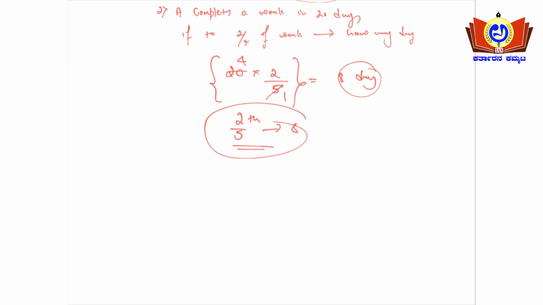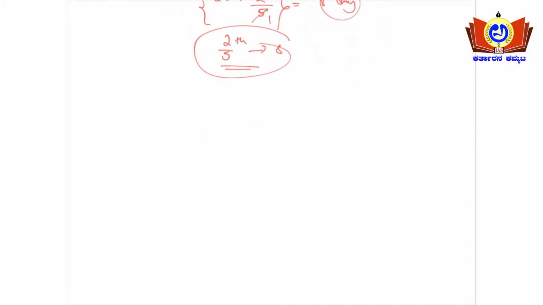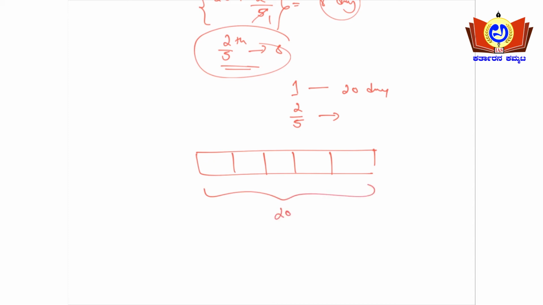To deal with it in the conventional method, one work is there, they are taking 20 days here, and they are asking to find 2/5 of the work. So we shall divide the work into 5 parts. There are 5 parts of work, total 20 days, and they are asking for 2 parts. So 20 upon 5 is equal to 4 days. For each part he'll be taking 4 days.